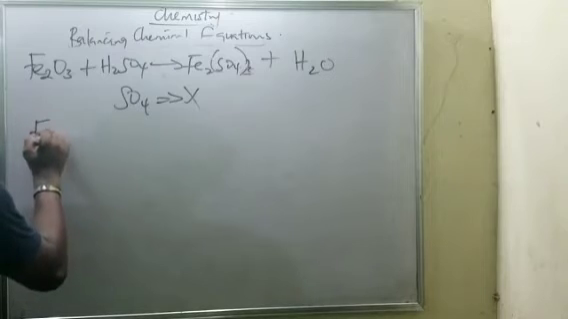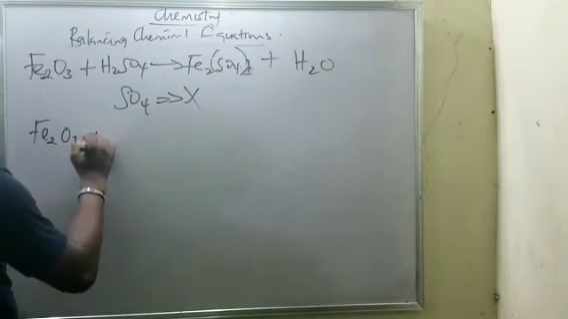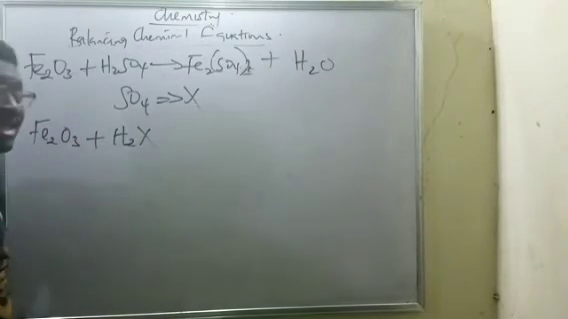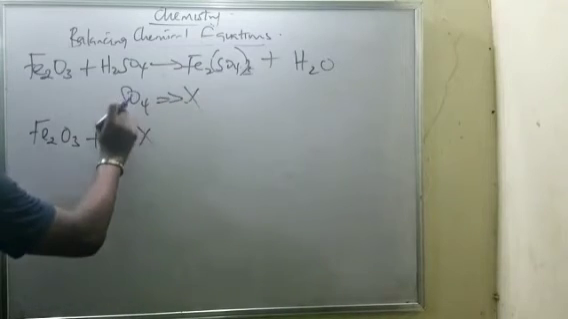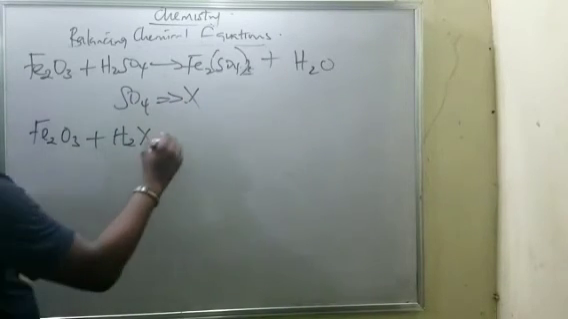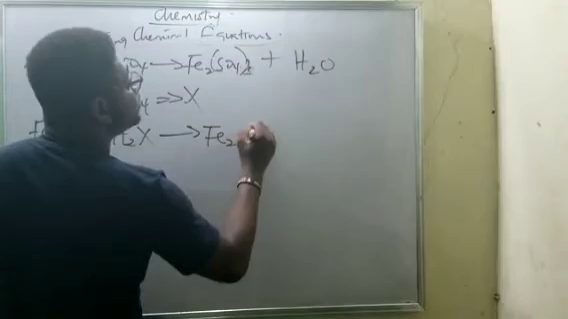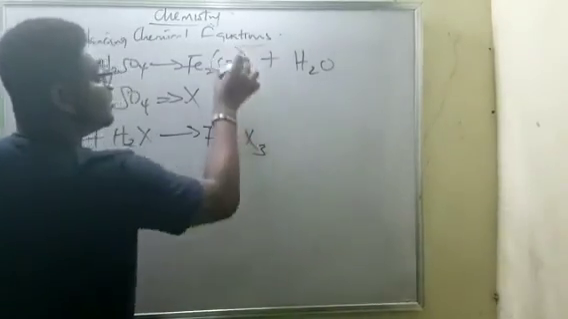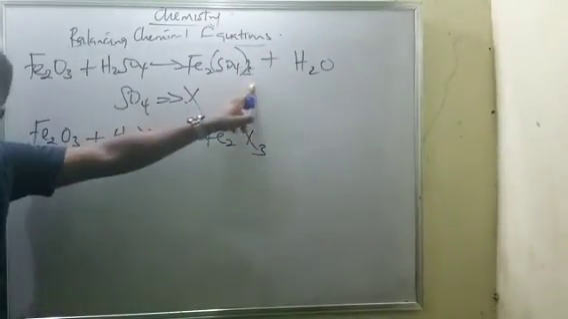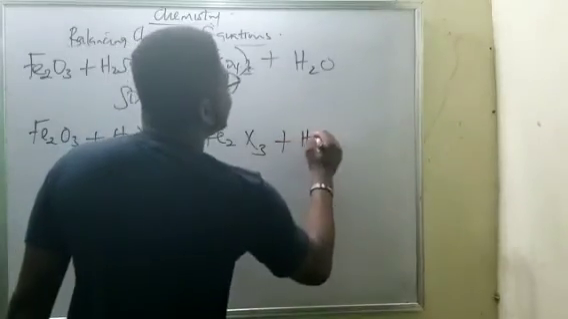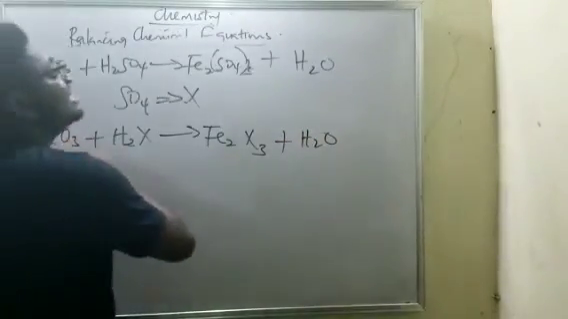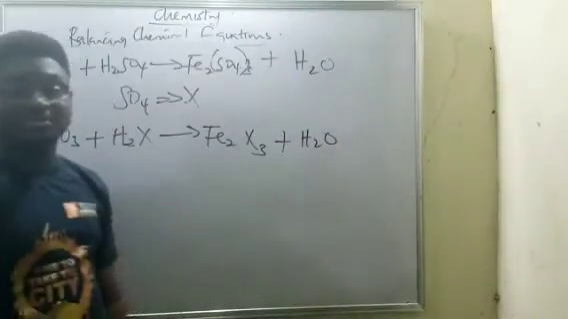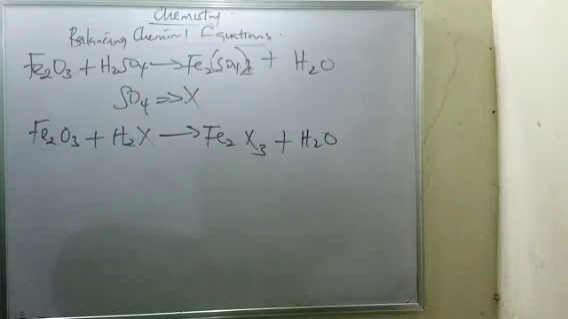So I have what? Fe2O3 plus H2X, where X is SO4, to give me Fe2X3, because my X is carrying 3, right? Plus H2O. Now we have a simplified equation. How should we balance this again? Let's take our atom count.